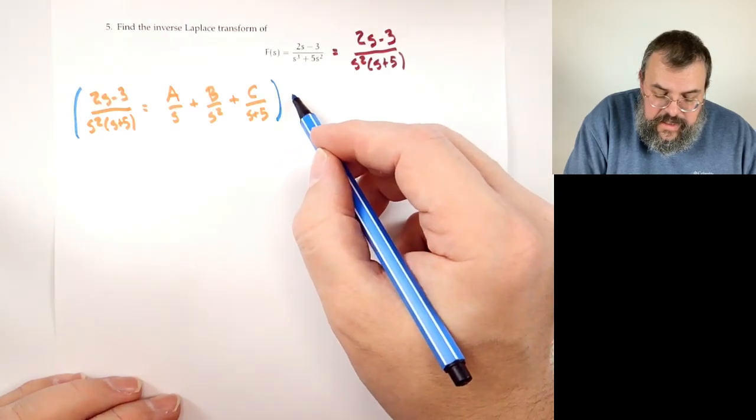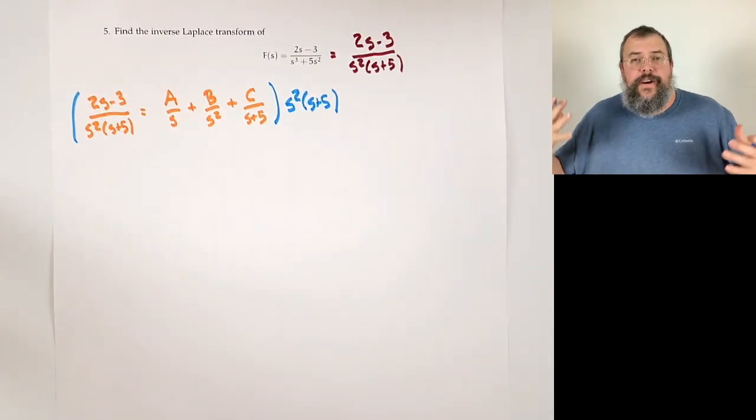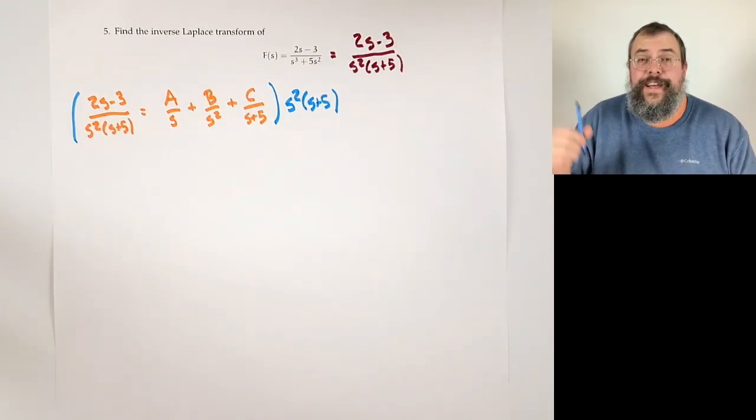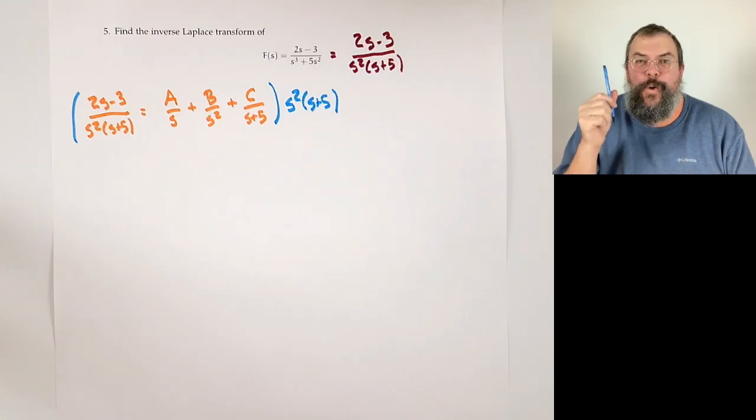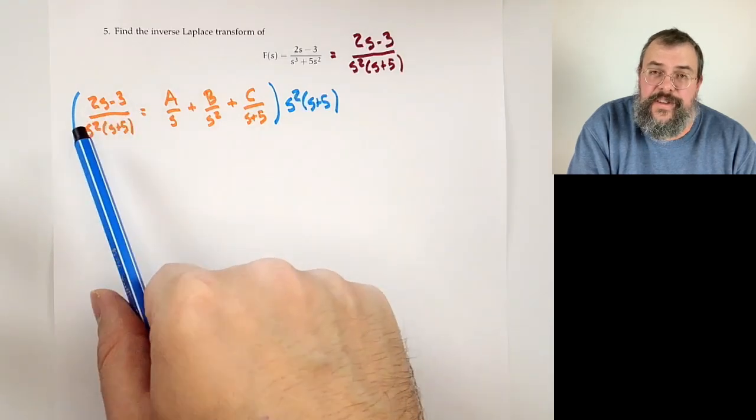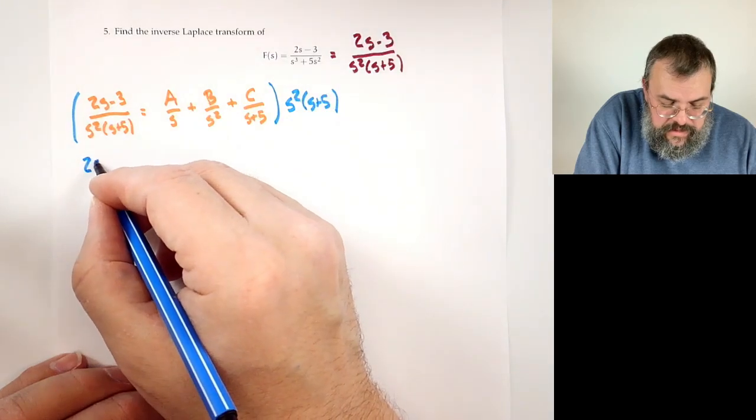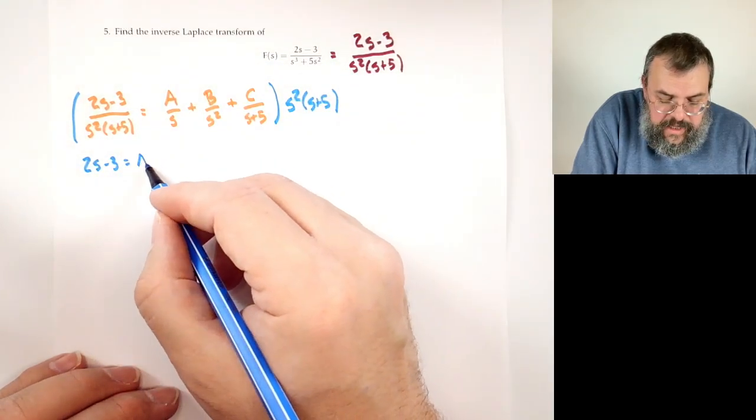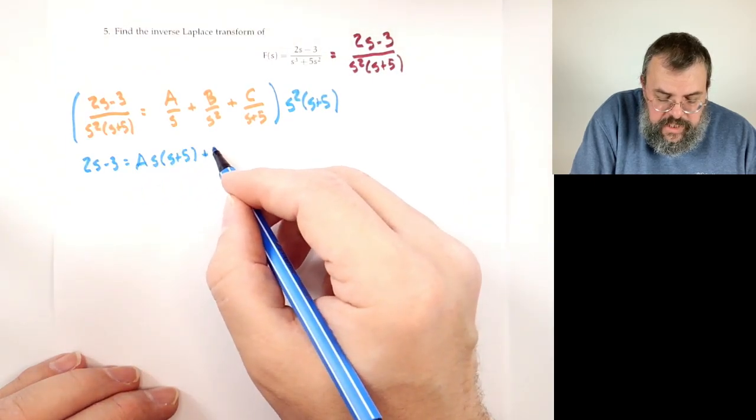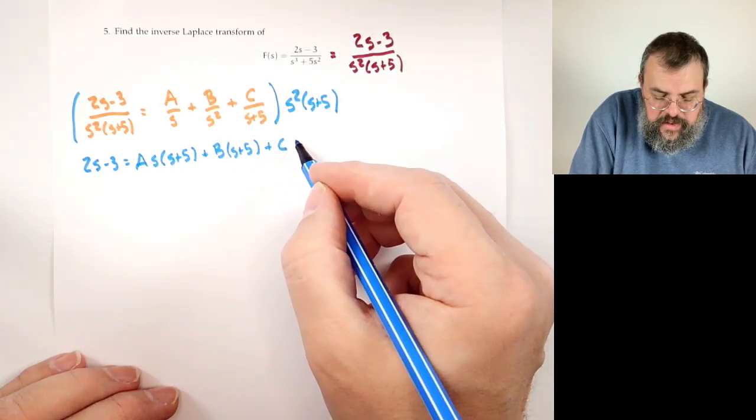Now, I will say some people, when they clear their denominators, multiply by s and by s squared and by s plus 5. No, don't do that, because that's the wrong thing. When you're clearing denominators, use this piece. This will always clear out the denominators. So we end up with 2s minus 3 equals A times (s plus 5) plus B times (s plus 5) plus C times s squared.